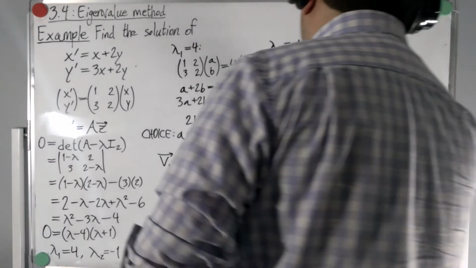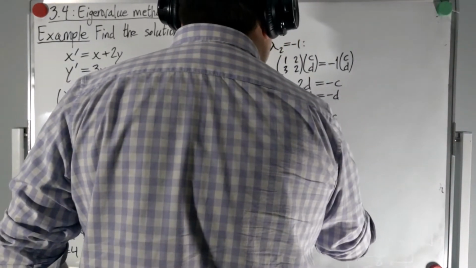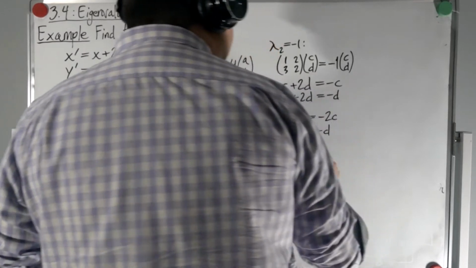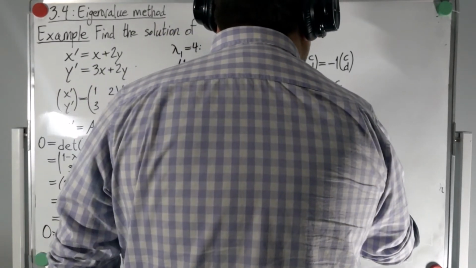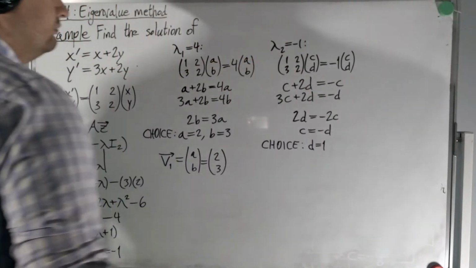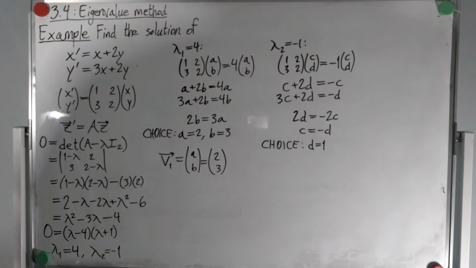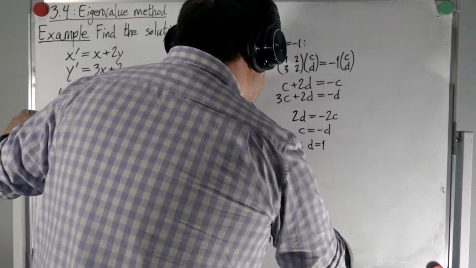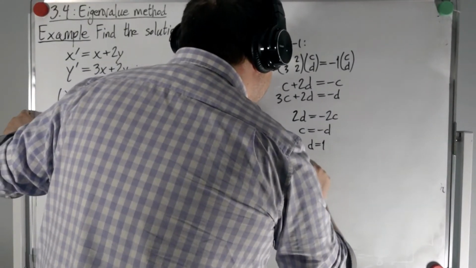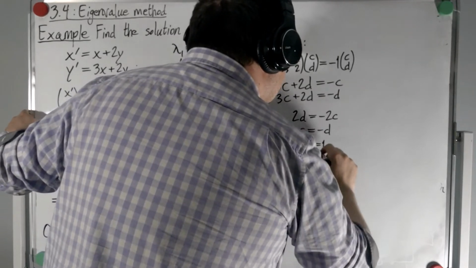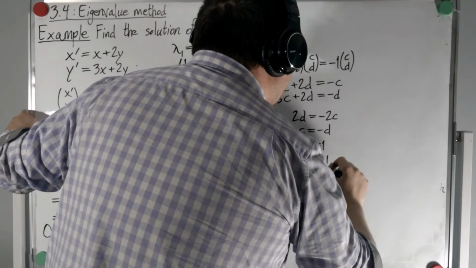So let's make the choice of d equals 1. In that case, the eigenvector v2 is going to be c, d. This is going to be negative 1, 1.